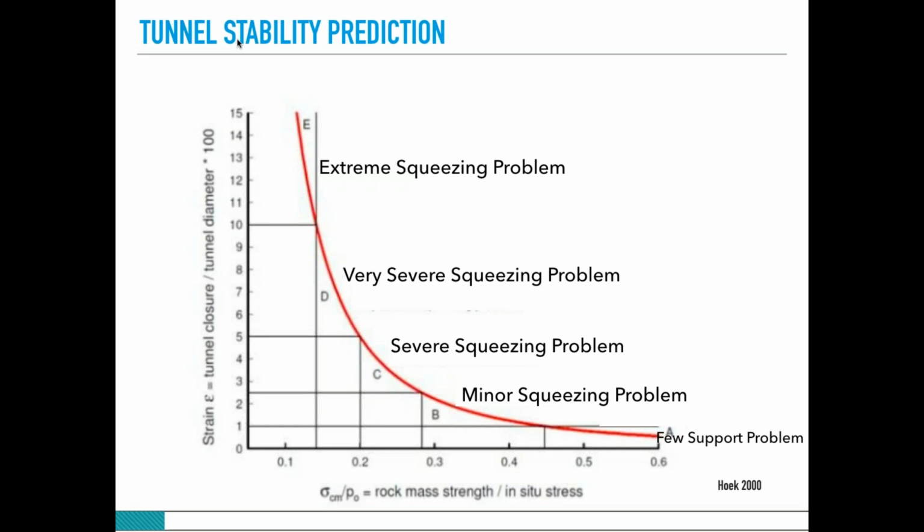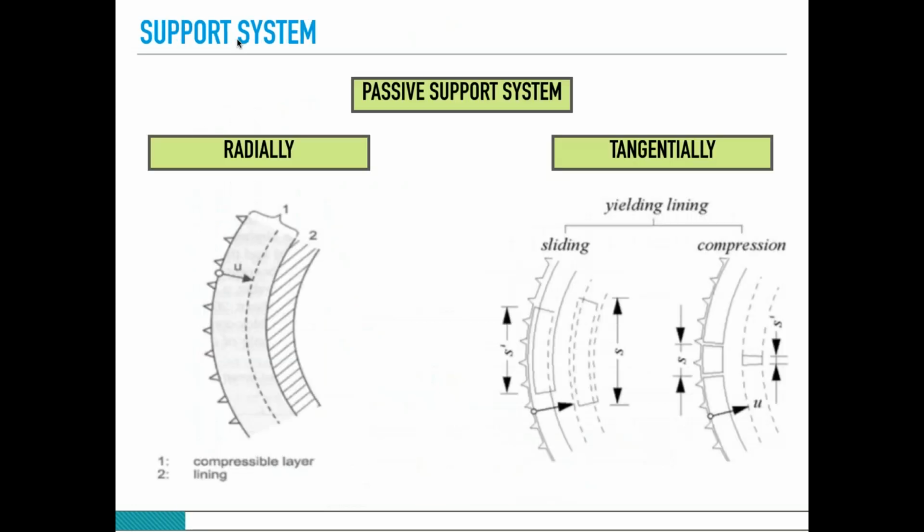So in this pattern, an estimation system modified by Professor Hoek in 2001 is the curve of tunnel strain versus the ratio of rock mass strength to in situ stress. I would say it satisfies the need for tunnel stability predictions. It has been used very much, and it's a really good way to estimate the tunnel movement.